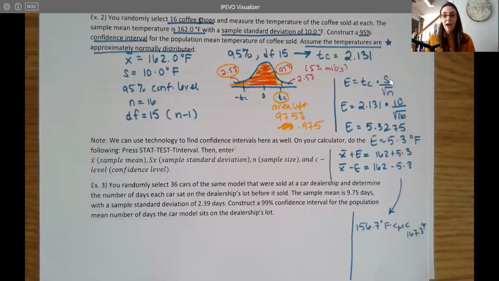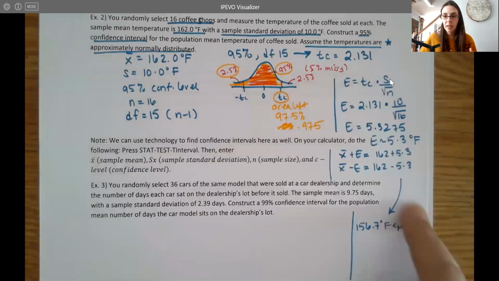So we are 95% confident that the true temperature, the true average temperature for our population is somewhere between 156.7 degrees and 167.3 degrees. And again, this is about our confidence. So in this case, it was 95. So we're 95% confident that the true mean is in between there somewhere.